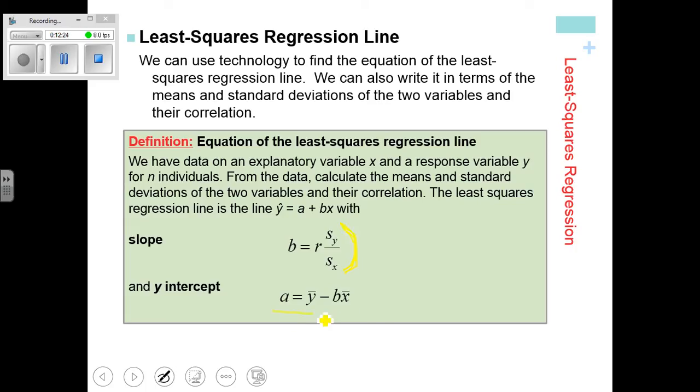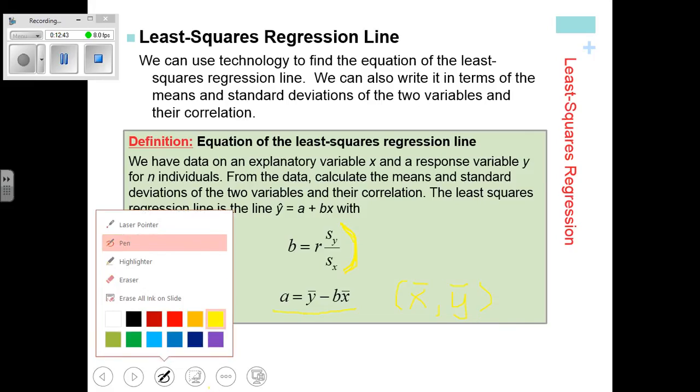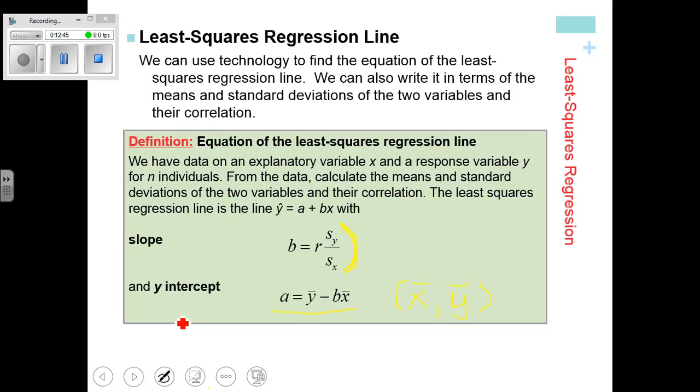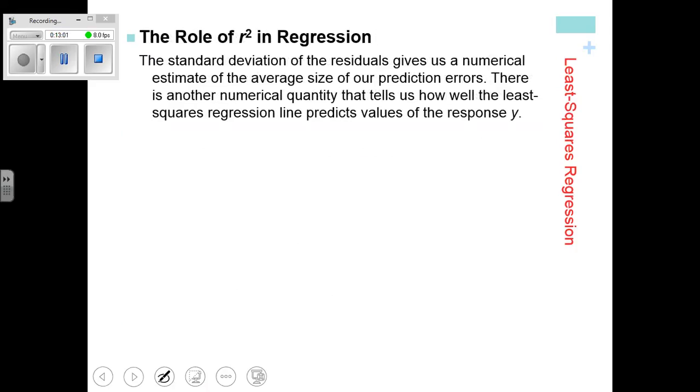Also, you'll use this equation, which is confusing to look at at first, but all it's saying is the point x bar, y bar, which is the mean of the x's and the mean of the y's, is always going to be a point on your regression line. So if you have the slope and you're looking for the y-intercept, remember we call the y-intercept a, you could plug in x bar, y bar if you have the means of the x's and y's, and you could find a to plug it back into your equation. It would be very useful.